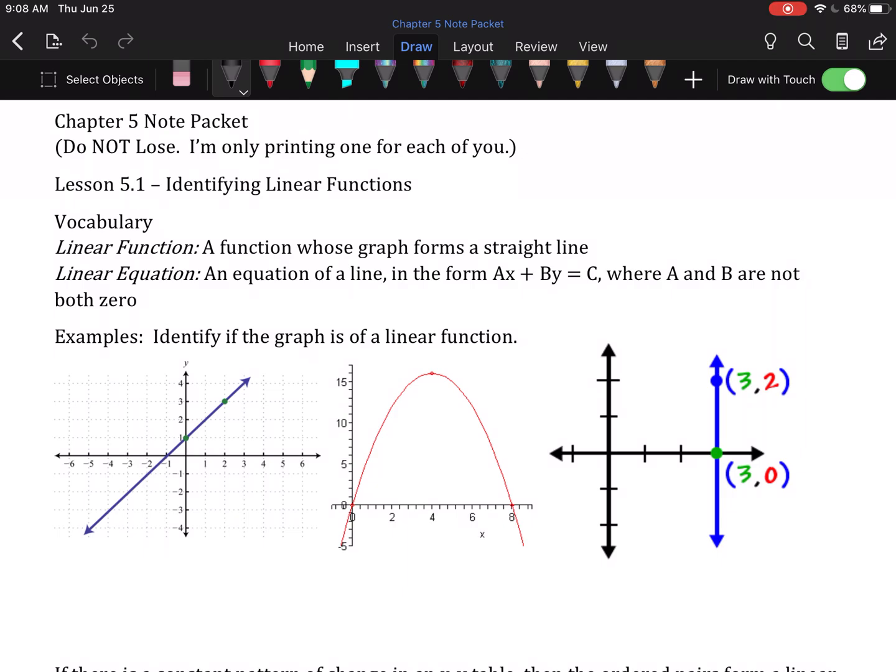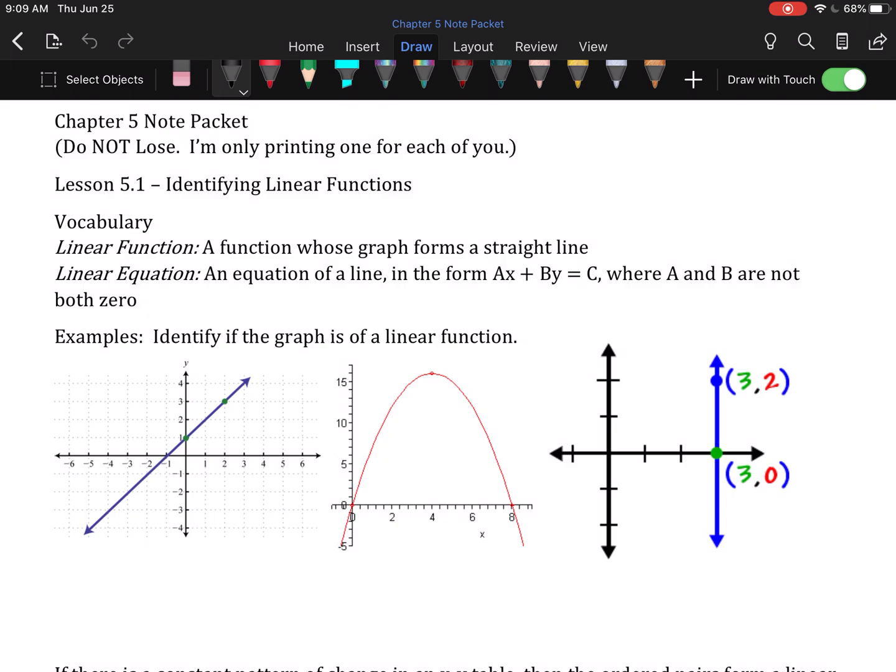Chapter 5, Lesson 1 is identifying linear functions. So a linear function is a function whose graph forms a straight line, and a linear equation is an equation of a line, particularly in the form of ax plus by equals c, where a and b are not both 0. Basically, you gotta have a y. You do not have to have an x. X is kind of sort of optional. You must have a y. You can't have exponents, and you can't have variables in denominators. That should all sound kind of familiar.